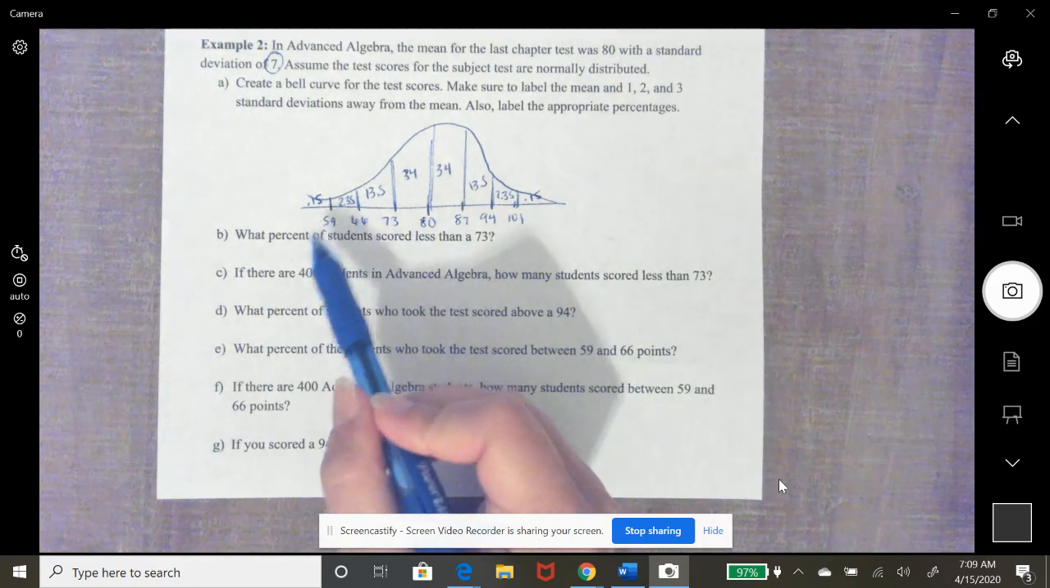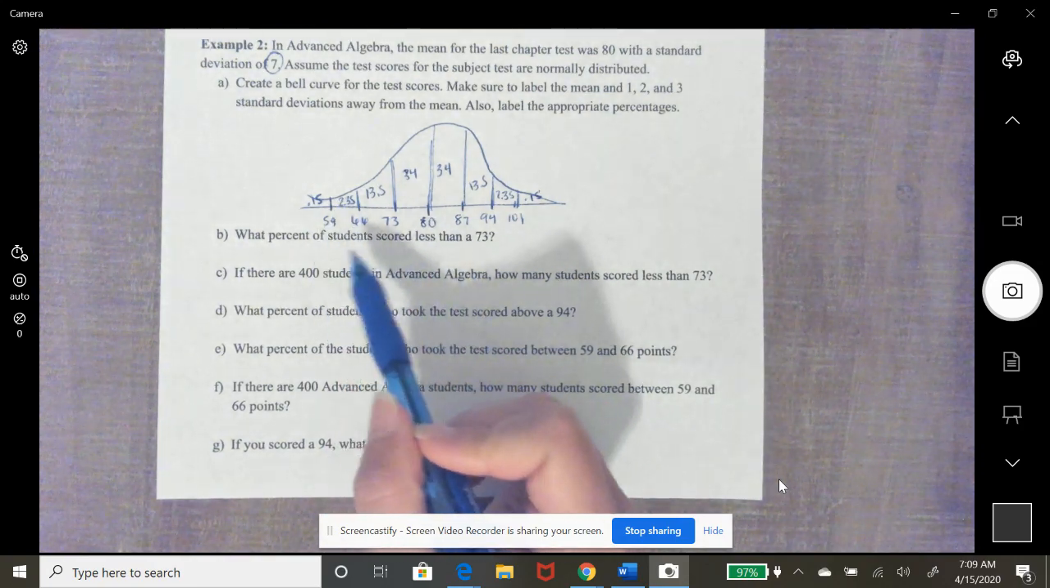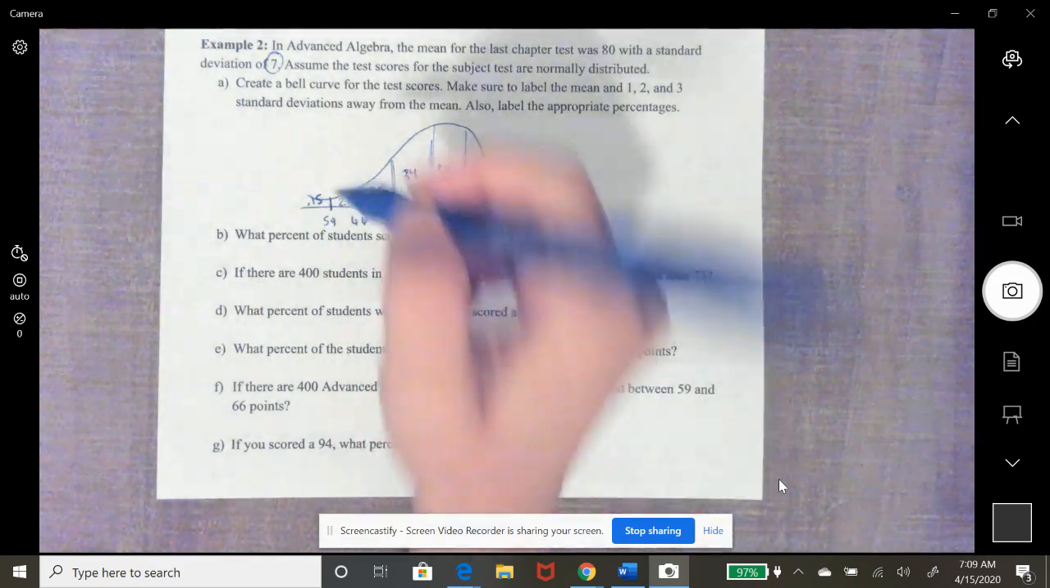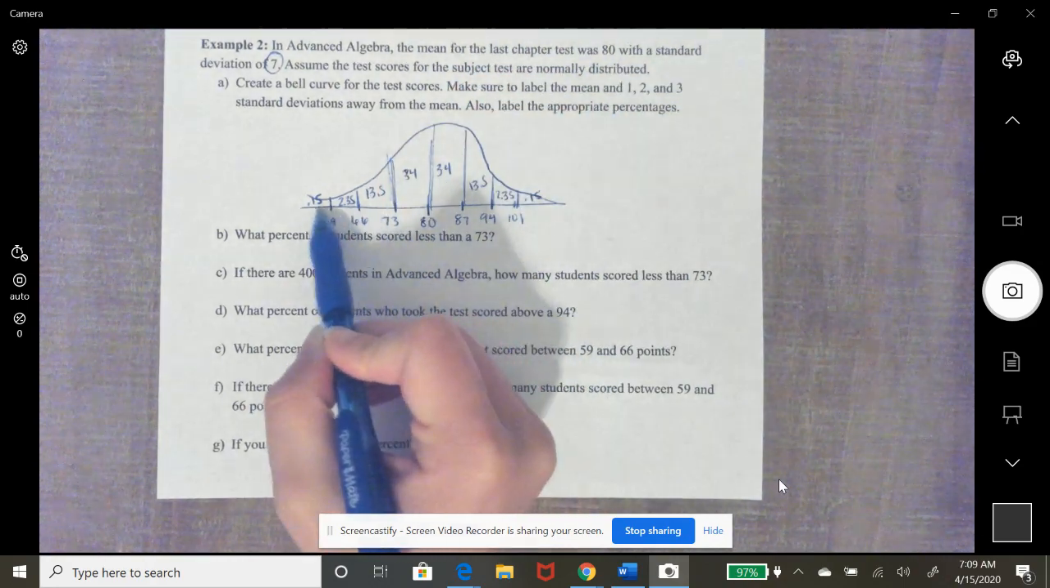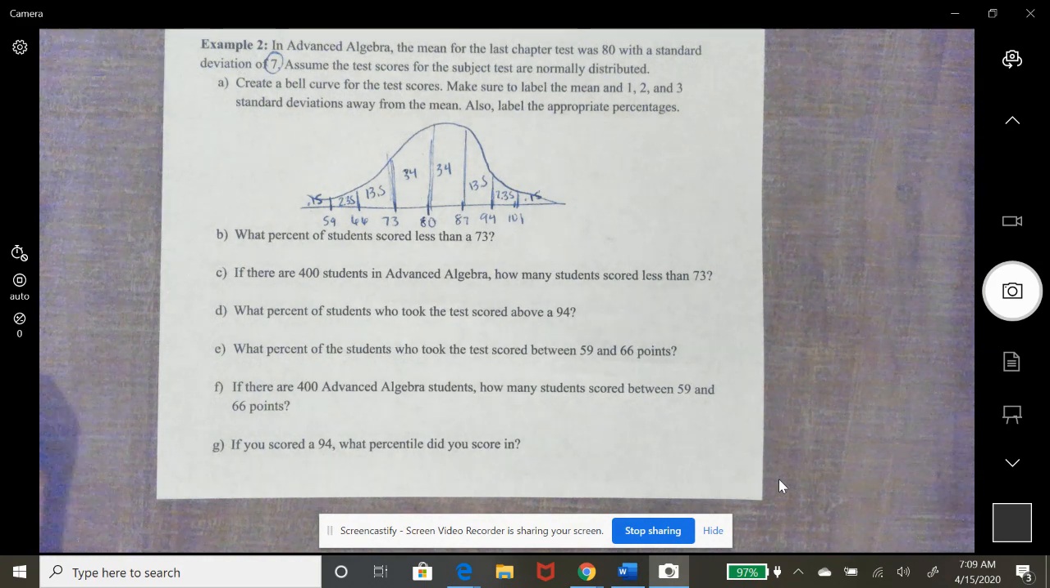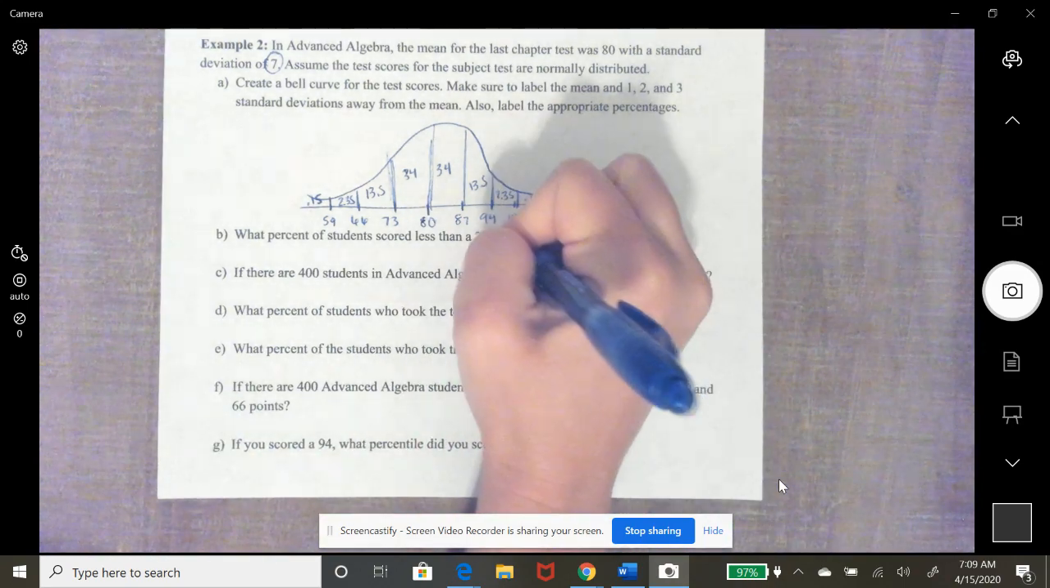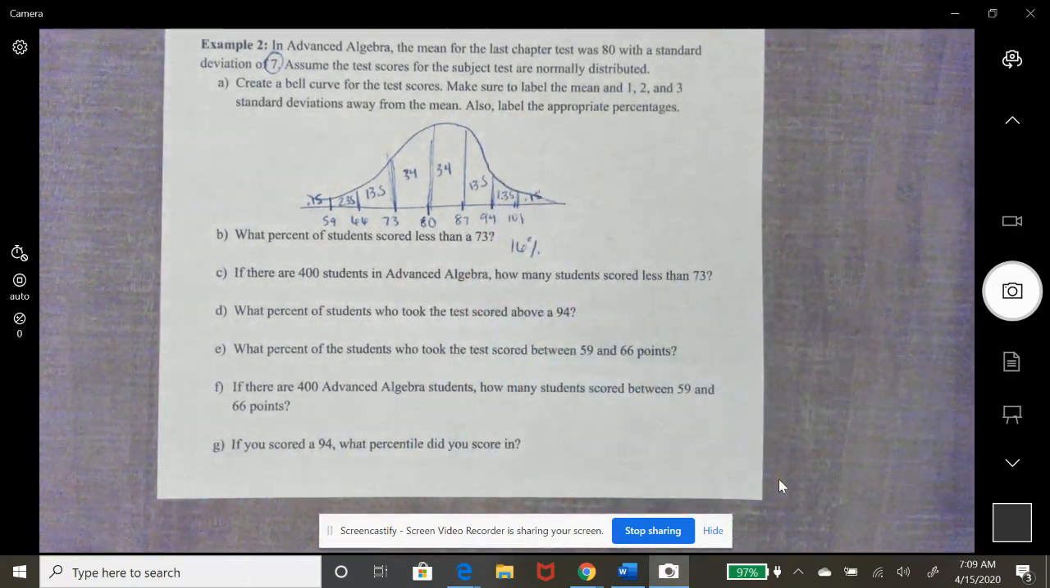Okay, so what percent of students scored less than a 73? So here's my 73. I want to know what percent is less than that. So I just add those together. So 13.5 plus 2.35 plus 0.15. And that gives me 16%.